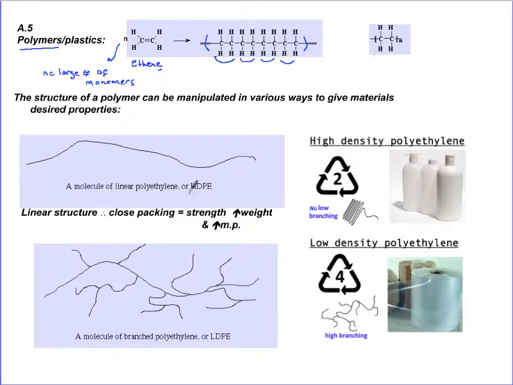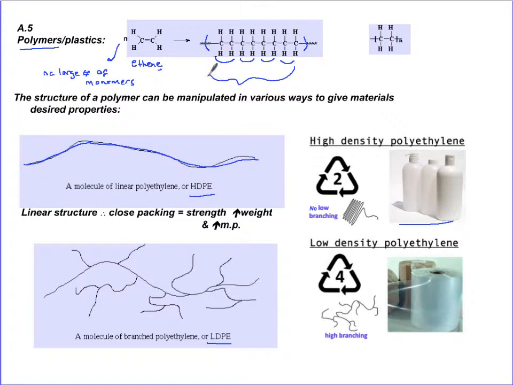But you have 2 possibilities. You have high density polyethylene, which are your plastic bottles, very strong. They have a high weight compared to their volume. Their melting point is high. And you also have low density polyethylene, like your saran wrap, and it's weaker, it's lighter, and it has a low melting point.